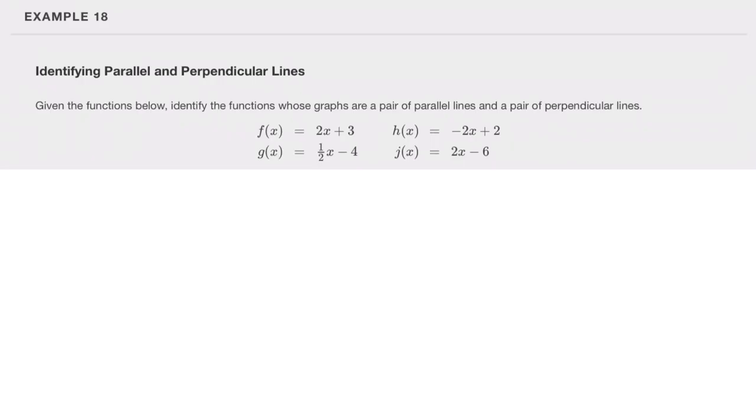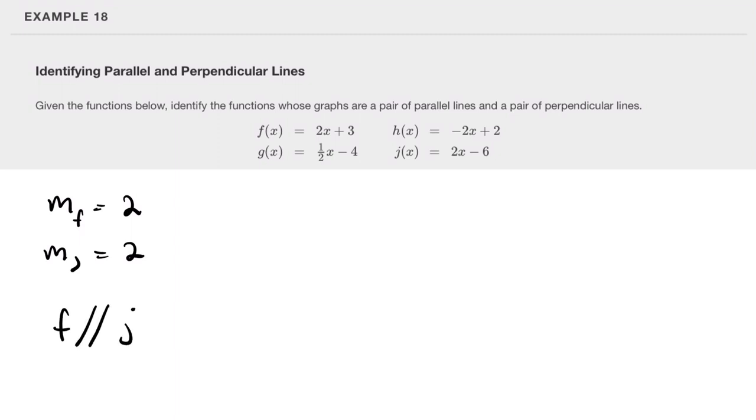So given the functions below, identify the functions whose graphs are a pair of parallel lines and a pair of perpendicular lines. Let me see. So given these functions, which ones are parallel and which are perpendicular? Okay. Let me see. So for instance, the slope of f is 2. Okay. The slope of j is also 2. So they have the same slope with different y-intercepts. So f should be parallel. It looks like the function f is parallel to function j.